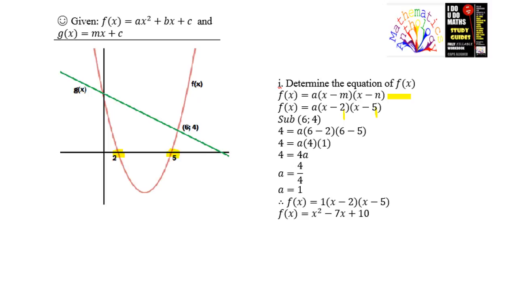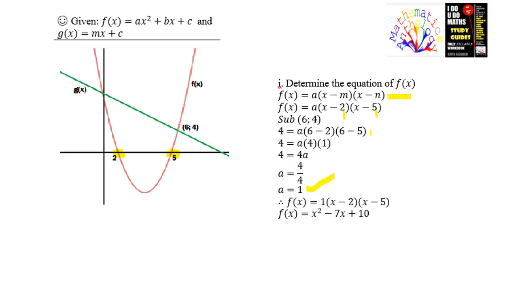We need to now substitute a point on the graph. I can see we are given a point (6, 4) there, so we'll sub in 6 and 4, which lies on the graph of f of x, where 4 is y and 6 is x. Sub that into the equation and you work out your a value. That works out to be positive 1.